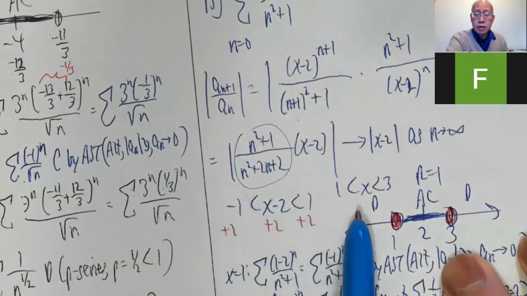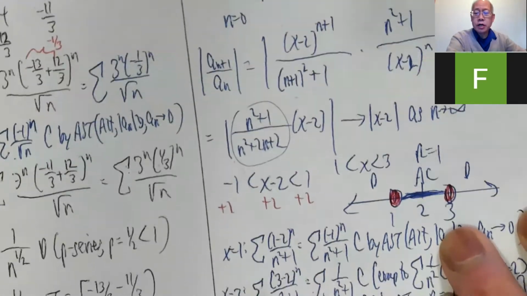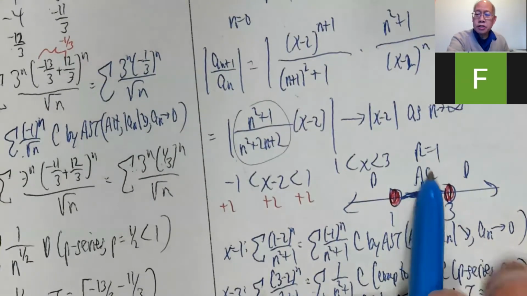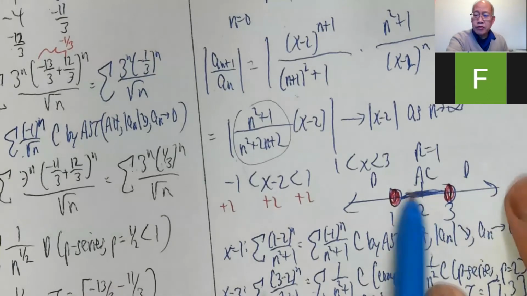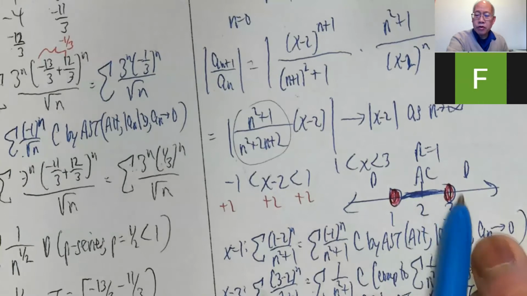Add 2 to all three of them. And when x is between 1 and 3, I definitely have convergence, right? So my radius of convergence is 1. Everywhere in between, I have absolute convergence. Here and here, I have divergence. And then I don't know about 1 and 3.